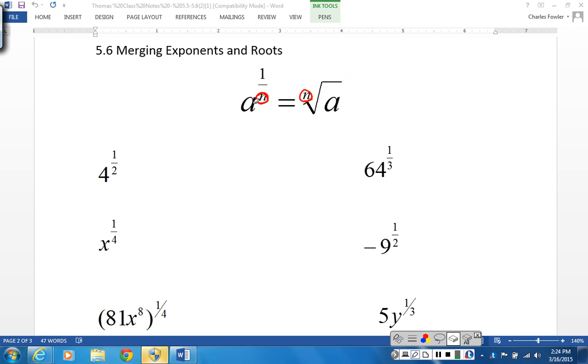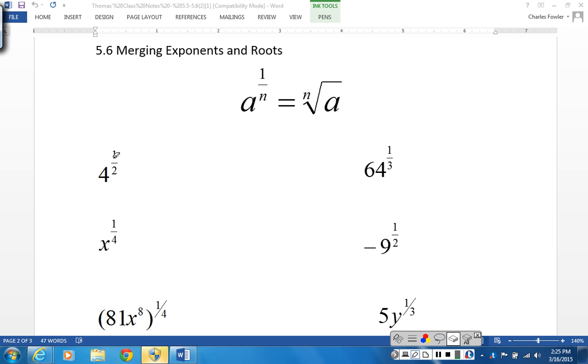But you do notice that the number in the denominator is the same number that's here in the index. Alright, so that's basically what you need to know in this section, that these two things are equivalent to each other. You can change an exponent to a radical, or vice versa. You can change from a radical to an exponent, as long as you know this equivalent definition. Alright, let's go to this first example here.